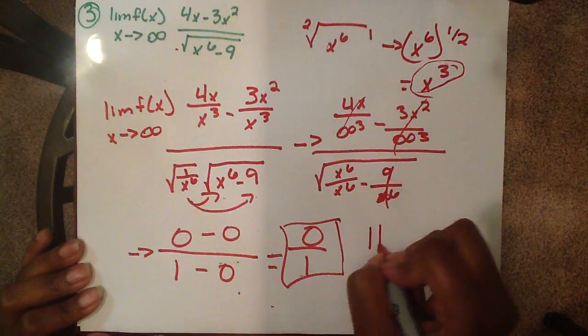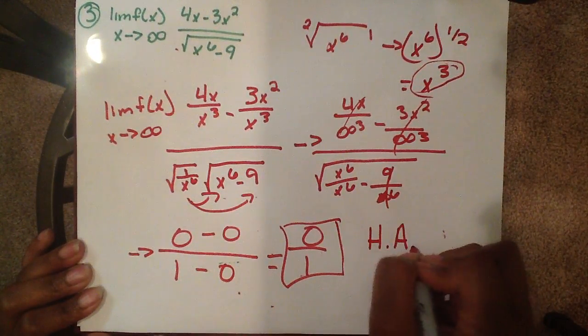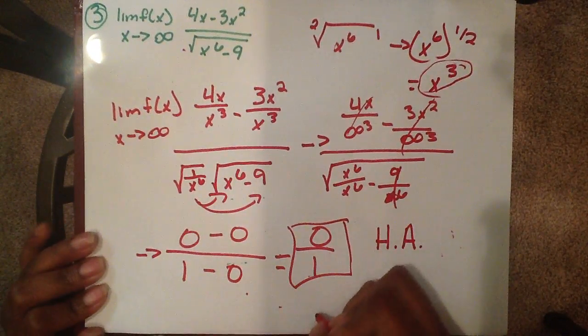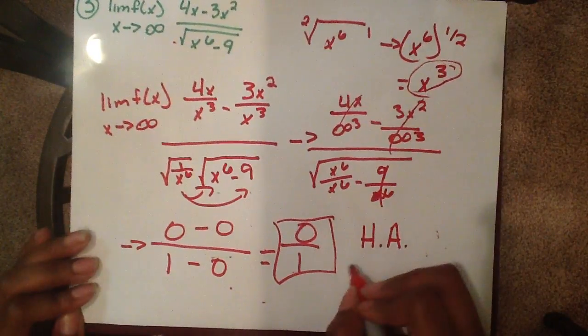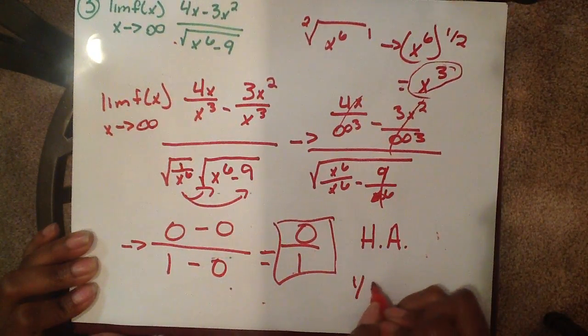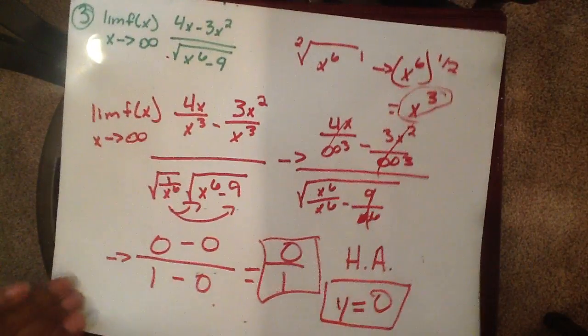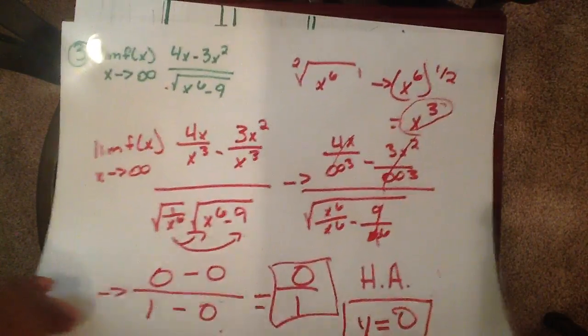And this one also asks for our horizontal asymptote instead of our vertical. And we know that because we're actually trying to find, well, we just found it pretty much. Our horizontal asymptote is going to be in terms of our y, so the equation is what it's actually asking for. It's going to be y equals 0. So that's our second answer for number 3.